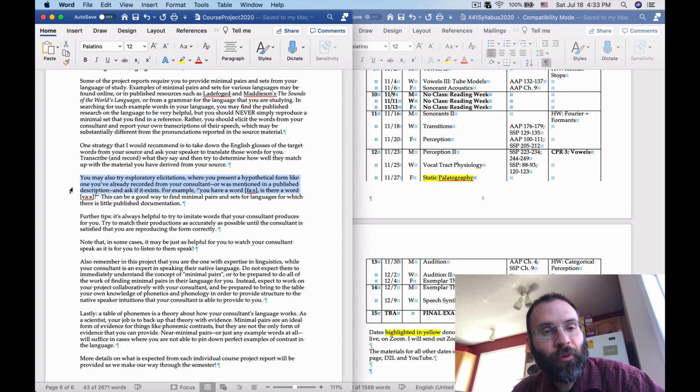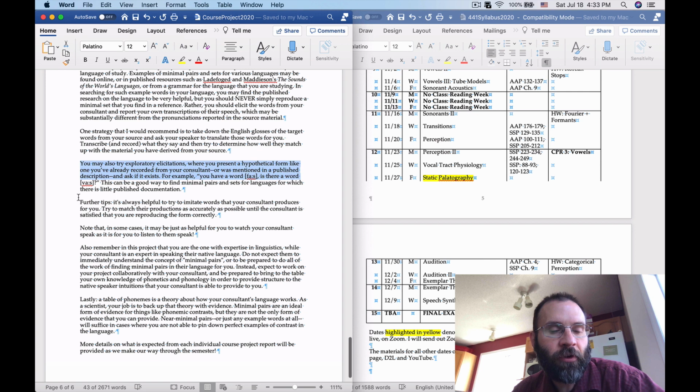You may also try exploratory elicitations where you present a hypothetical form, like one you've already recorded from your consultant, or is mentioned in a published description, and ask if it exists. So you can say, for example, you have a word phos in the language. Is the word vos? To try to look for sort of an F versus V contrast in the language, which you might expect is there.